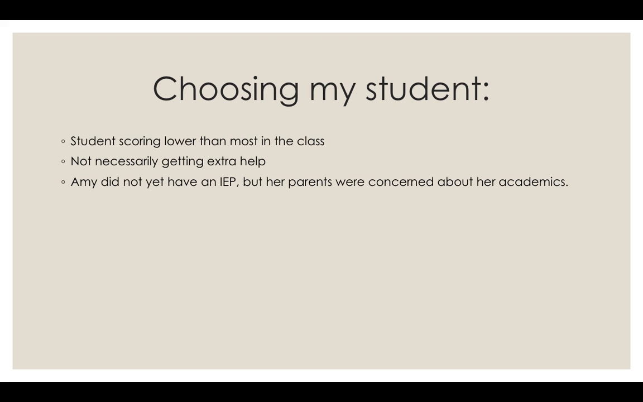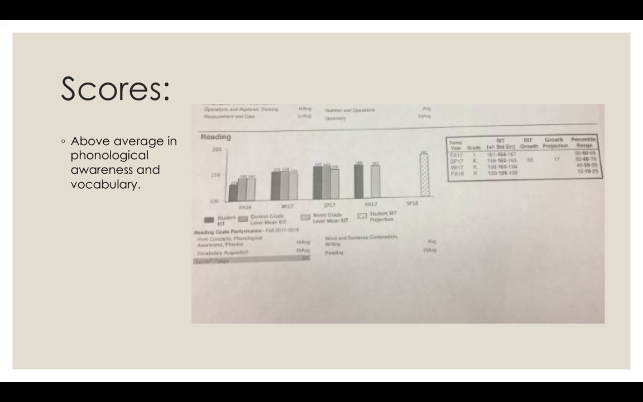She did not yet have an IEP, but I know throughout the semester there were about 3 or 4 times I'd come in the morning, and her teacher would be with her parents having conferences, just concerned about her academics. So Amy was the one that I worked with through the semester. And I got her MAP scores, and when I was reading them, she was above average in both phonological awareness and vocabulary, which confused me, since she was one of the ones needing help and possibly getting an IEP.